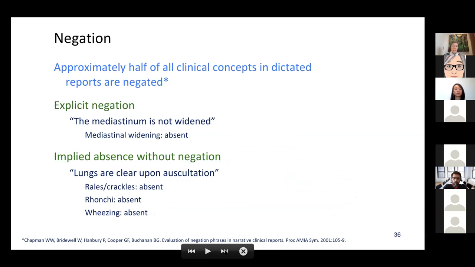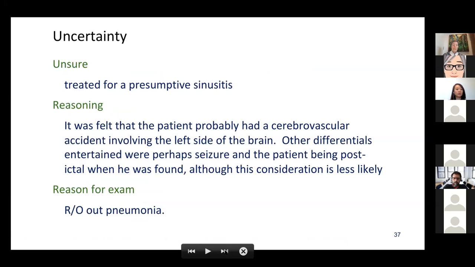And there's explicit negation where it has a word like no or not. And then there's just some things that you need clinical knowledge for where it's implied that it's absent. When it says lungs are clear upon auscultation, then you know that these three things are absent, even though it doesn't mention them explicitly. And negation, it's really a continuum from they definitely don't have something to they definitely do have something. And there's a lot of uncertainty in between.